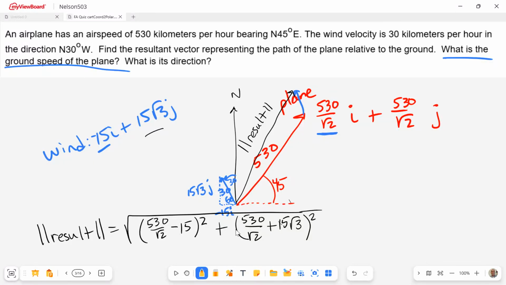So I'm doing Pythagorean theorem. I'm adding the j components together, and I'm adding the i components together right down here. I hope I'm doing that right. Yeah, it looks like subtraction because that's a negative number, right? You crank all that out, it's going to give you the magnitude.